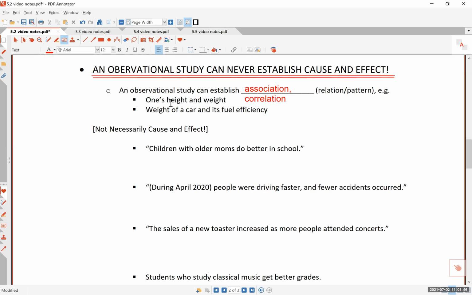One's height and weight, okay, so this is just a tendency that the taller the person is, typically the more weight that person has than somebody who is shorter, okay, not always. Weight of a car is related to the fuel efficiency. So the heavier the car is, typically the less fuel efficient the car is. Okay? So those are association. Those are statements of correlation or association. But those do not establish cause and effect.